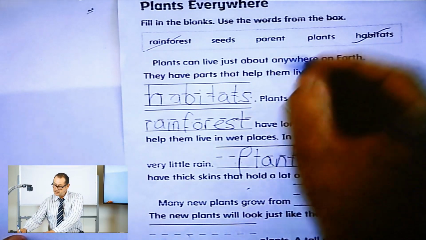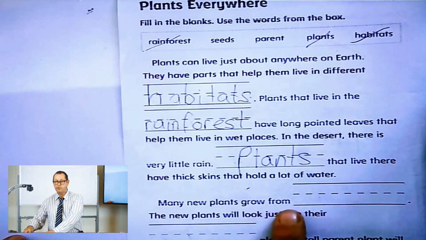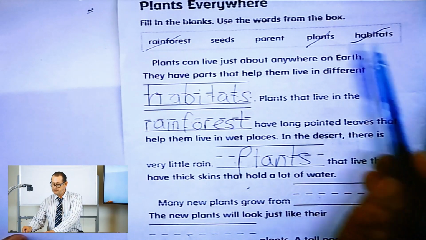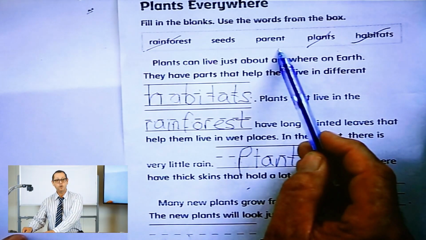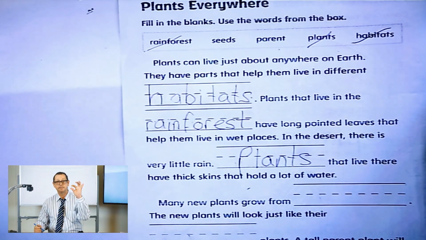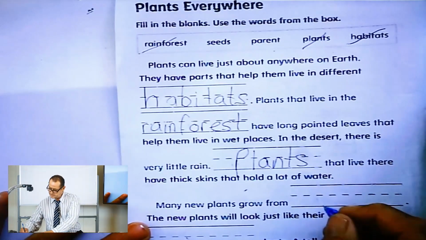Many new plants grow from, do they grow from parents? No. Or do they grow from a tiny seed? Seeds. Right, they grow from a seed.